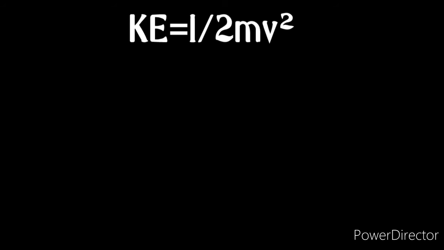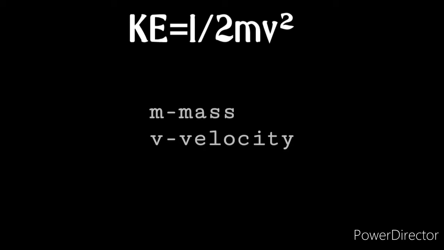And the formula for kinetic energy is KE is equal to 1/2 times M for mass and V for velocity squared. And this is the example of energy.